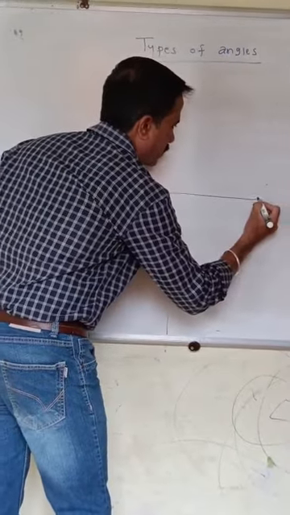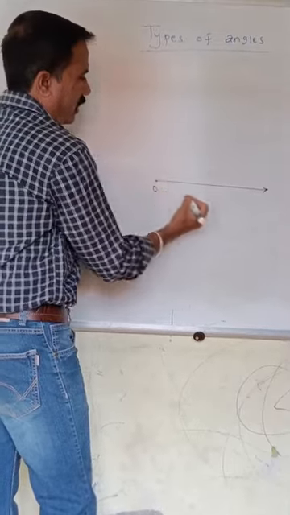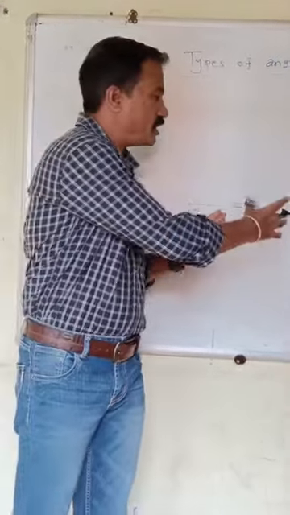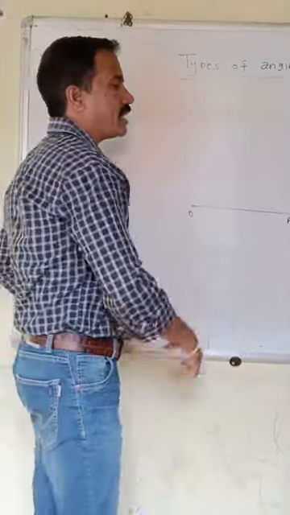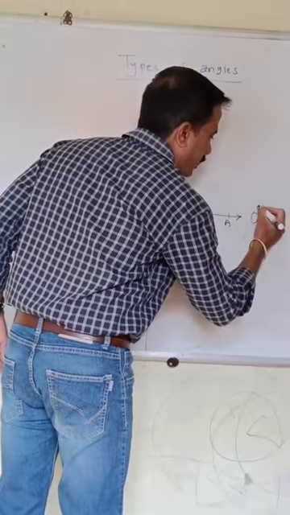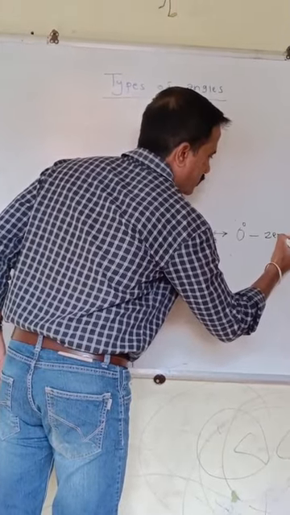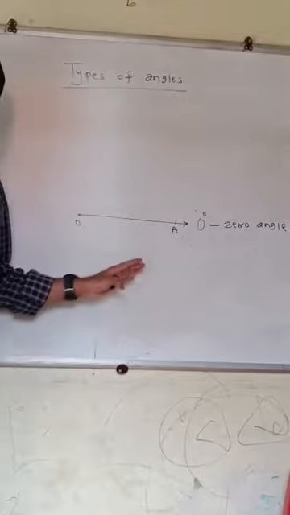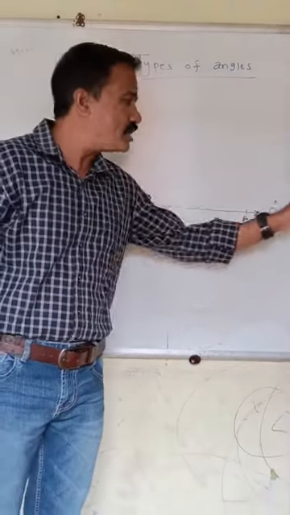Here this is ray OA. Initially it does not rotate from its initial position. It describes an angle measure of 0 degree. This is called 0 angle. The angle whose measure is 0 degree is called 0 angle.